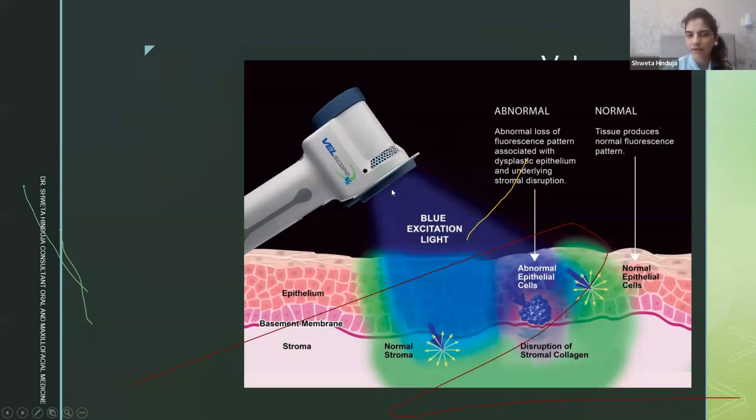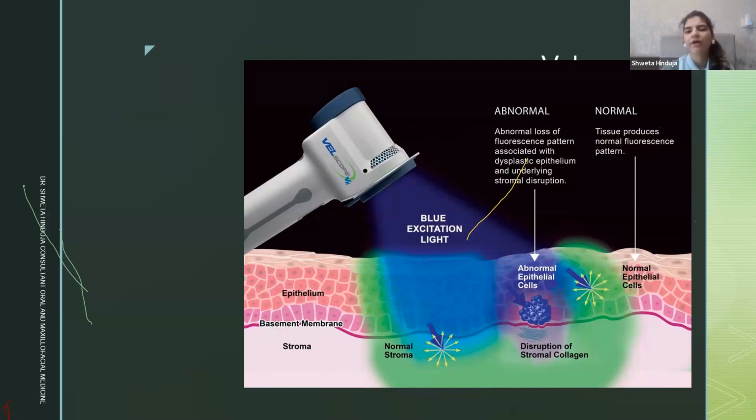So this is a Wellscope. When you put the light on a tissue, the abnormal epithelial cells will lose the fluorescence, and the underlying stroma will become quite visible. And in the normal tissue, it produces a normal pattern. So the reflection of light will tell you what the lesion is, if it is showing any kind of dysplastic changes or not.